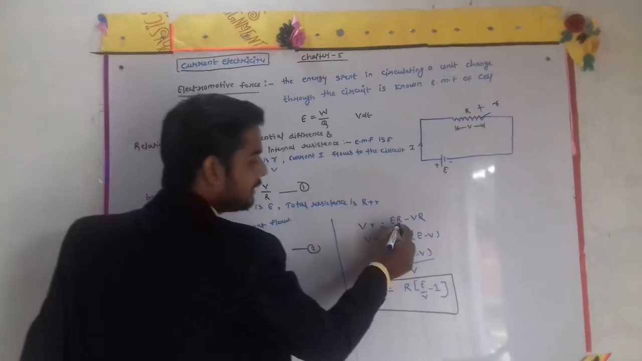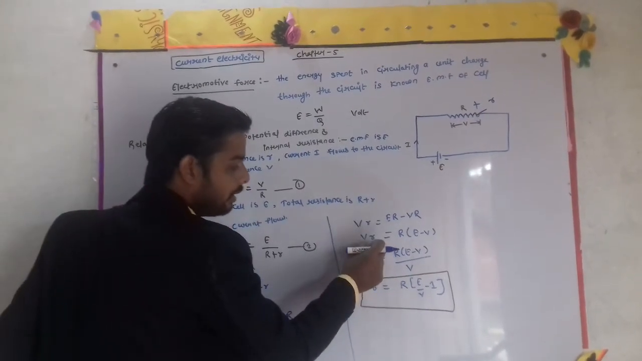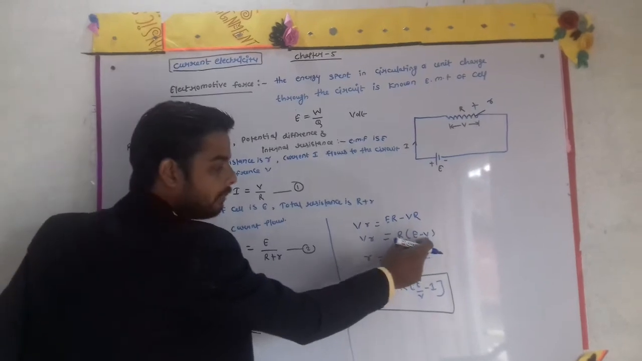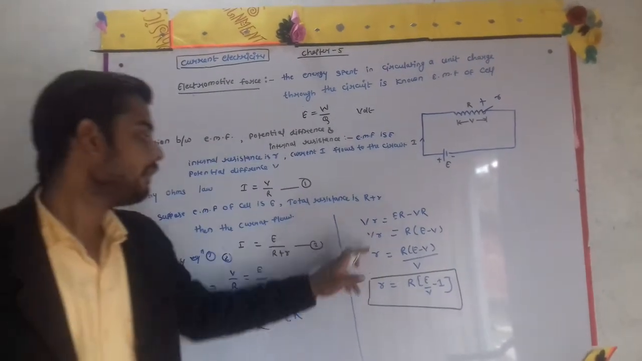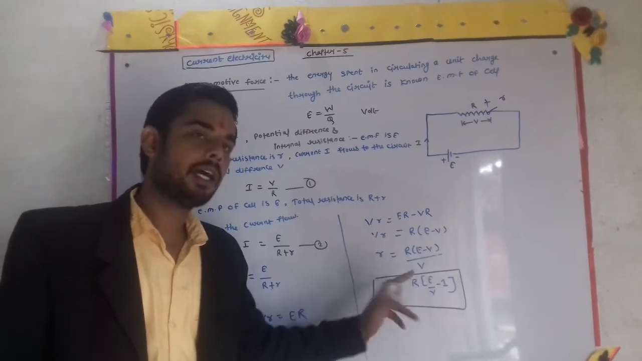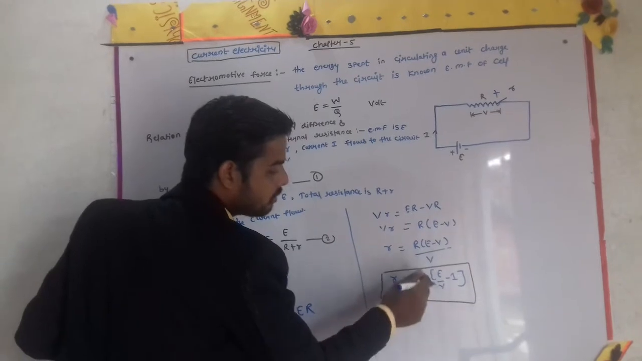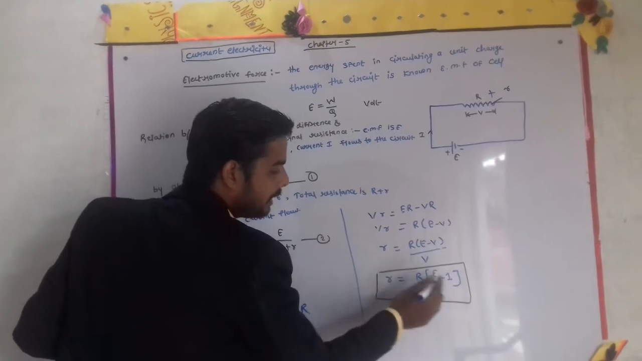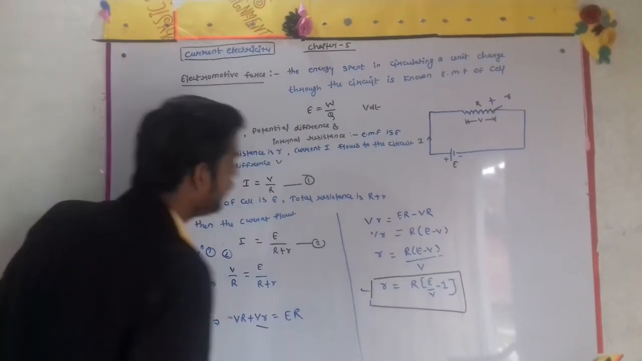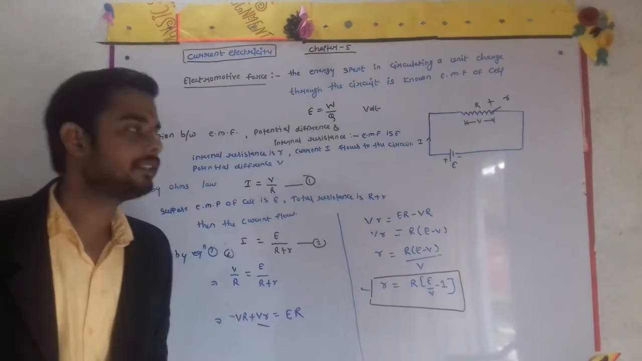In this we can take R as common. So what will remain? Vr equal to R times E minus V, or we can derive the relation r equal to R times E minus V upon V by cross multiplication. Now doing separation, r equal to R times E upon V minus 1. So this is our relation between EMF, potential difference and internal resistance of the cell.